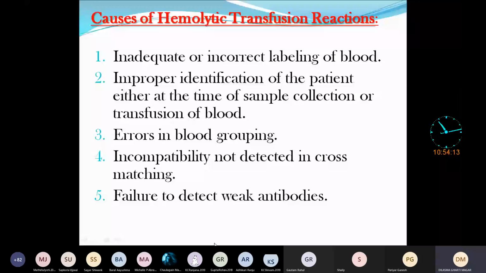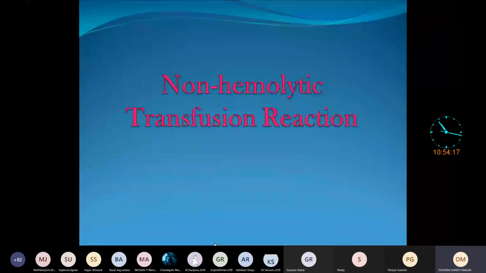So now we'll come to the non-hemolytic transfusion reaction. So hemolytic is finished. So we'll come to the non-hemolytic transfusion reaction.